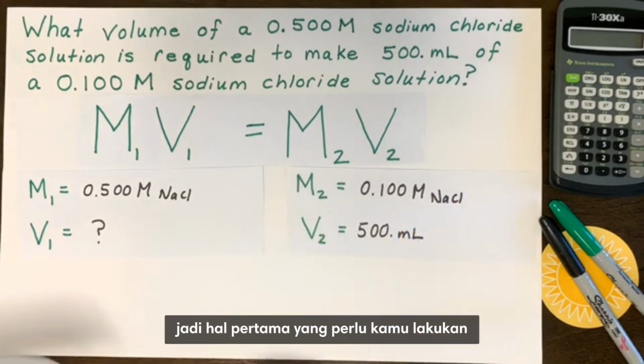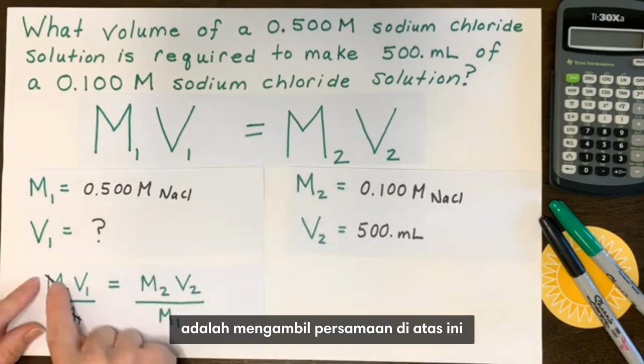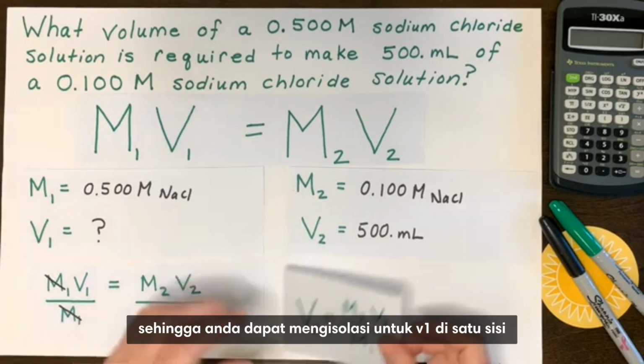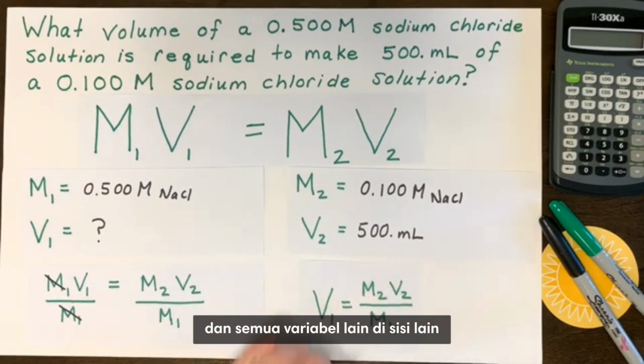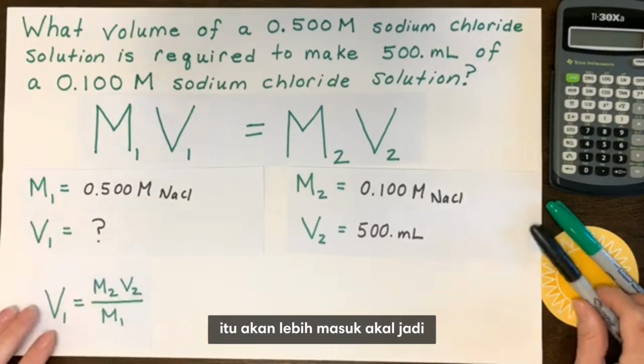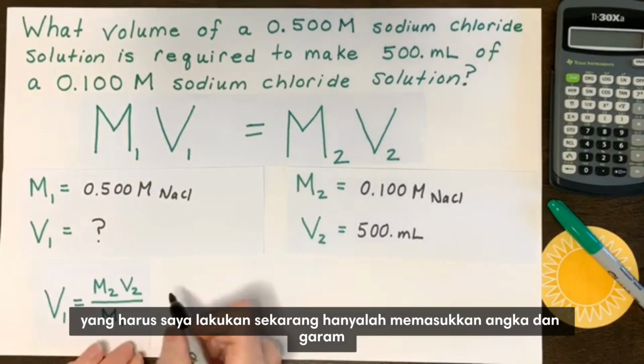So the first thing you're going to need to do is take this above equation and divide both sides by M1 so that you can isolate for V1 on one side and all the other variables on the other. I'm going to leave the milliliters the same. I'm not going to change it because my volume here will be in milliliters and it'll make more sense. So all I have to do now is just put in the numbers and solve.